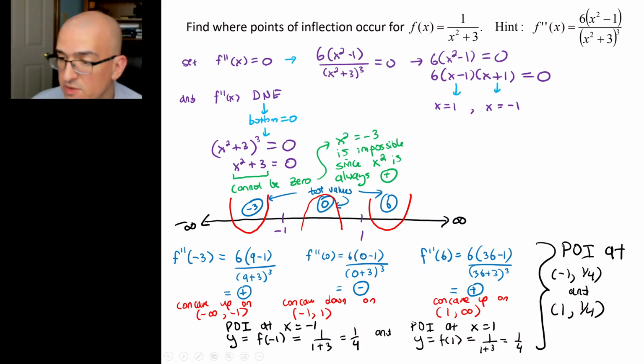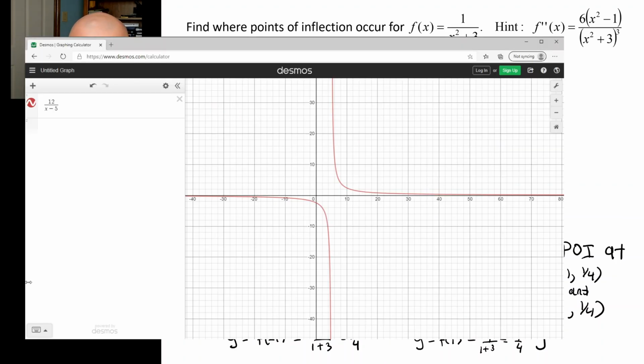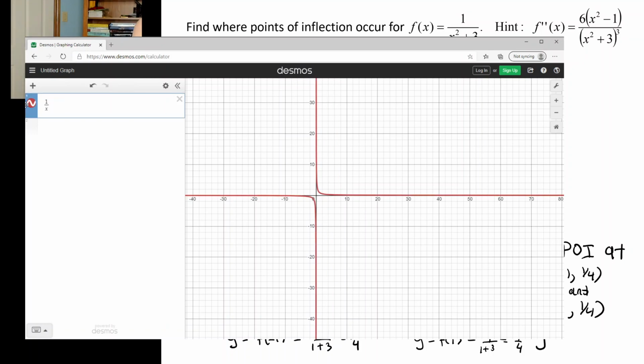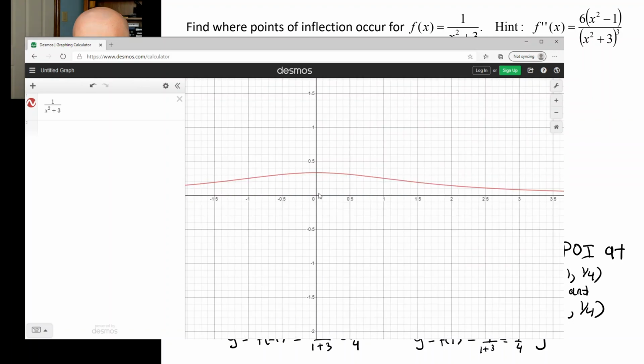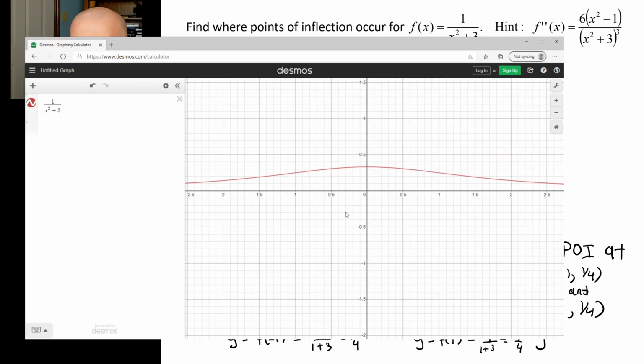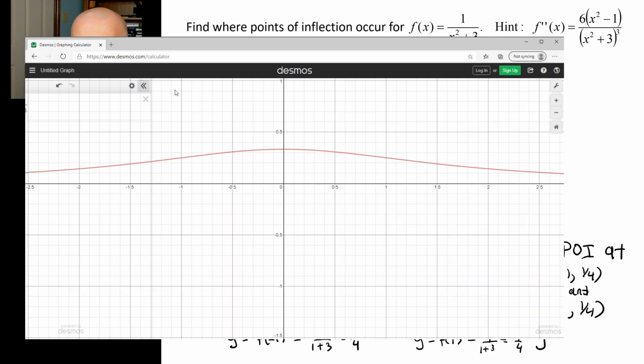I'll quickly show you what that looks like. Okay, so we have 1 divided by x squared plus 3. Looks like nothing unless you zoom in. There's the zoom in. And what we've identified is that there's an inflection point at negative 0.25. So right there, right at that point. It's hard to tell that it's concave down in this region. Unless I shrink down the axis, maybe that'll help.